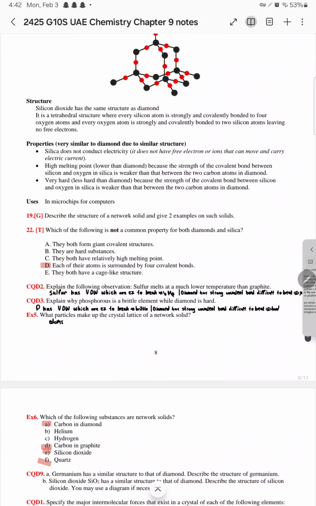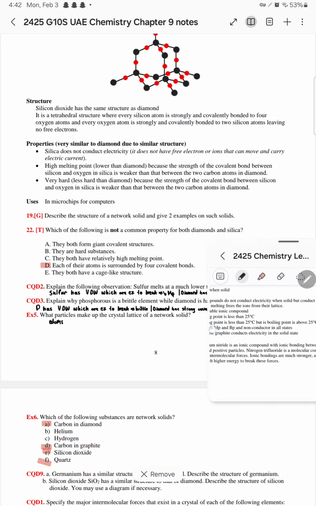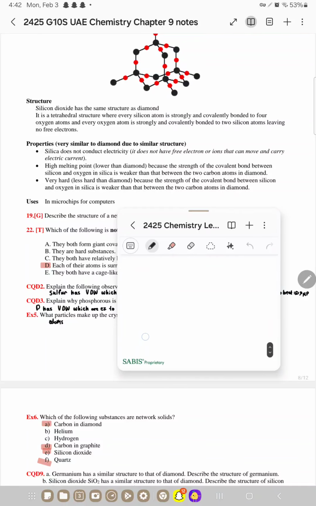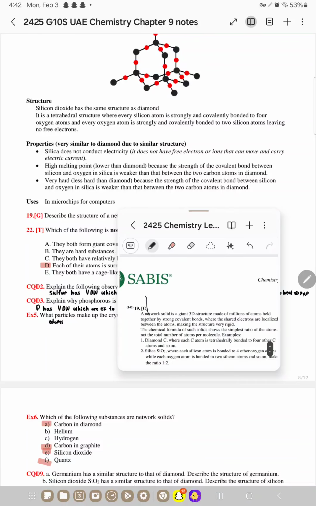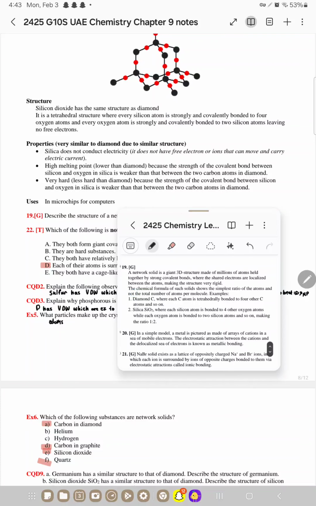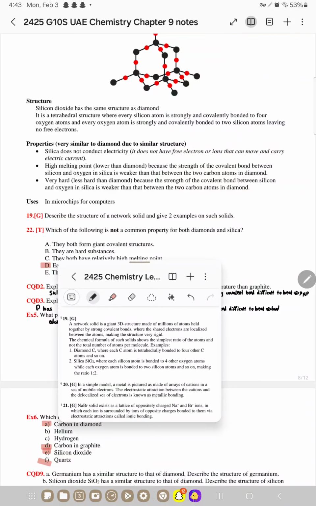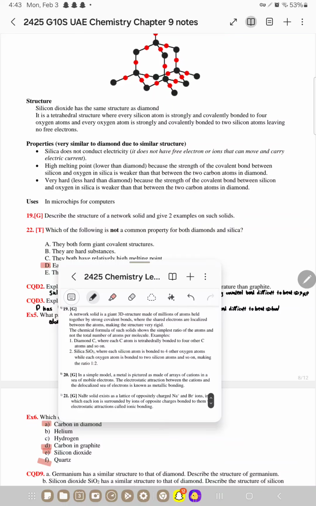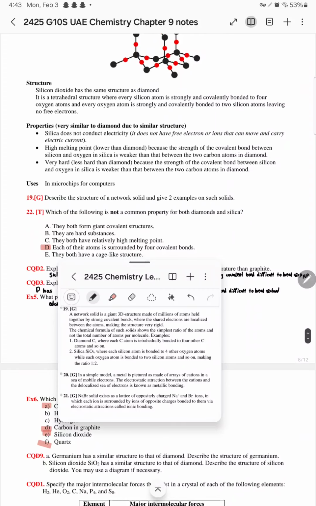Yeah. So now we have CQD19. It says to describe the structure of a network solid and give 2 examples. Now, as you can see here, a network solid is a giant 3D structure made of millions of atoms held by strong covalent bonds where the shared electrons are localized between the atoms, which means the electron in the middle is between the 2 elements holding it together. So their structures are very rigid. For these examples, I can't really help you with them. They're just purely reading the notes and you'd know them. And just continue reading the rest of the answer.